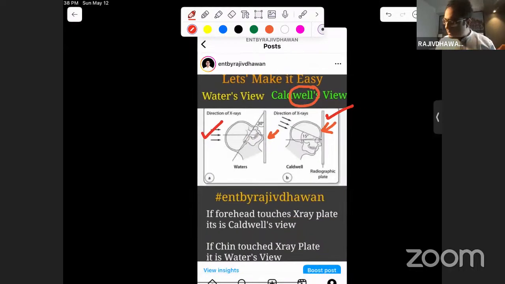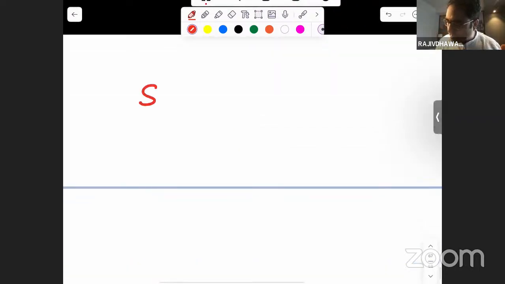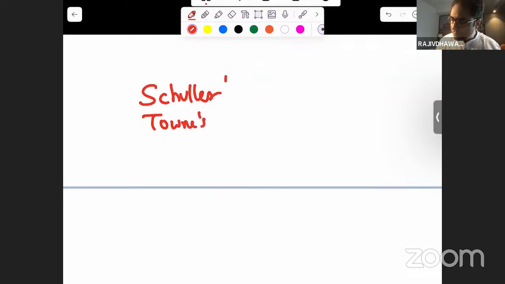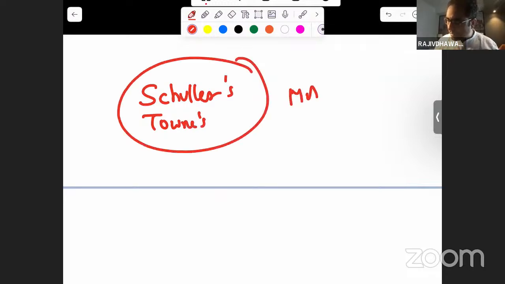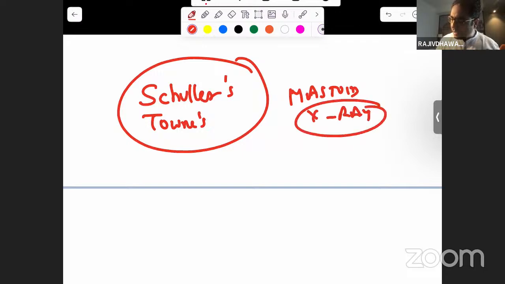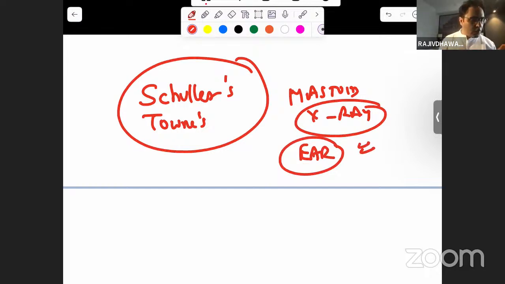Now, the Schuller view and Towne's view, children. Schuller and Towne's views are for the mastoid, the ear. They are X-rays used for ear evaluation. Schuller view and Towne's view are not for the sinuses. Sinus has only two views, beta: Water's view and Caldwell view. Schuller view and Towne's view belong to the ear and mastoid, beta.